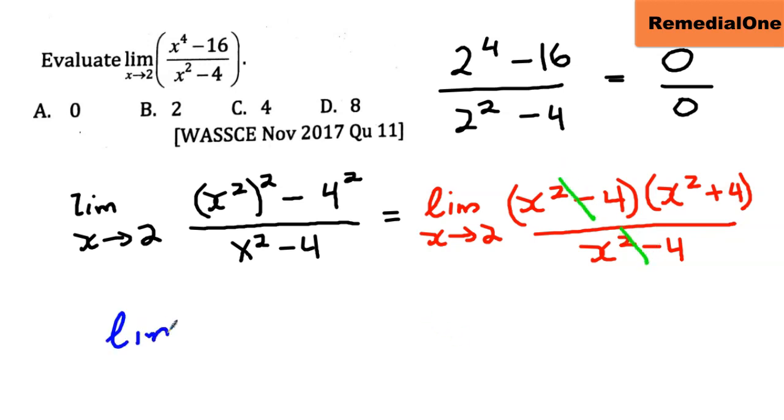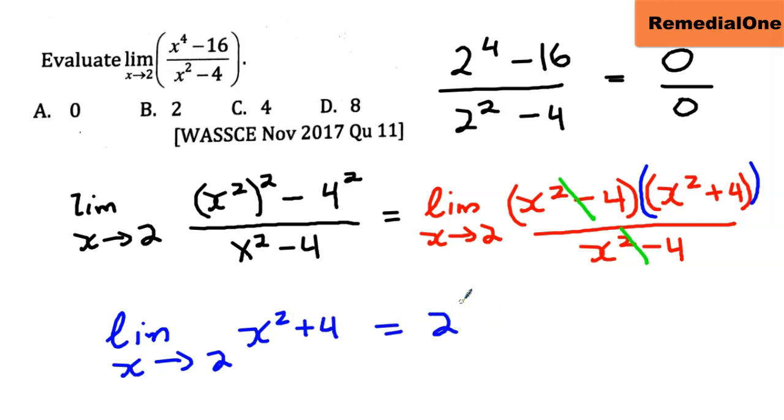The limit as x approaches 2. Now we can plug it in here, which becomes 2 squared plus 4, and that is 4 plus 4, and that's 8. So the 8, D is the correct option here.